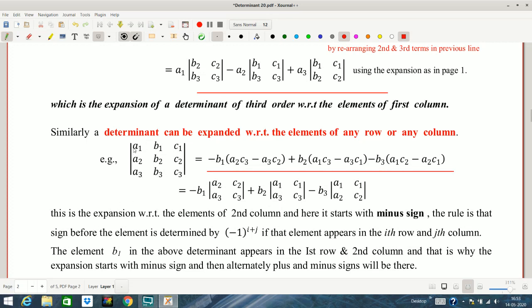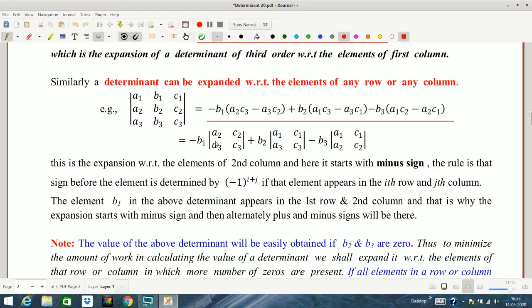Here, the first element of the second column is B1, so minus B1 into, with the first row and second column omitted, what remains? A2 C2 A3 C3. If we expand it, A2 into C3 minus A3 into C2, it is given there. Then plus B2 into, with the second row and second column omitted, A1 C1 A3 C3, which gives A1 into C3 minus A3 into C1, get it. Similarly minus B3 into.